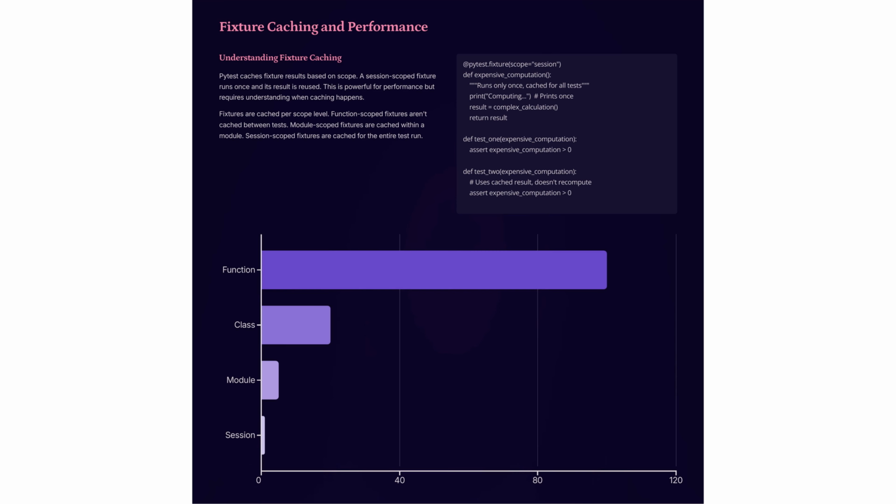PyTest fixture caching optimizes performance by reusing results based on scope. Session-scoped fixtures run once per test session, while function-scoped fixtures execute per test. This caching mechanism enhances efficiency, but requires understanding of when and how caching occurs. For instance, an expensive computation fixture runs once, benefiting all tests without recomputation, ensuring faster test execution.